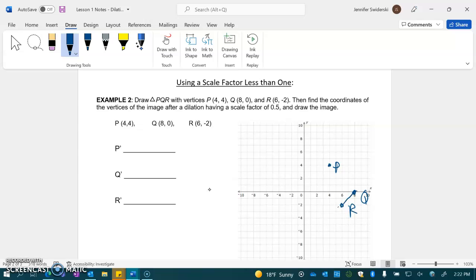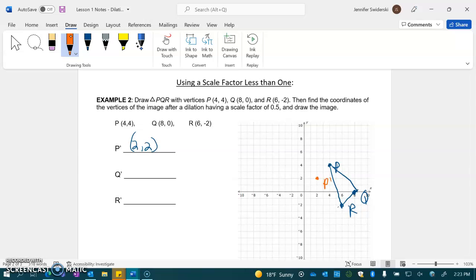So if I graph this, they're saying, hey, make a triangle with the same proportions, right? The same dilation, but make it smaller. For me, I see all these numbers are even, so I'm going to multiply them by 1/2 or divide them by 2. So if I divide 4 and 4 by 2, I'll get 2, 2 for P prime. So I'll change my colors here. So we get 2, 2 for P prime.